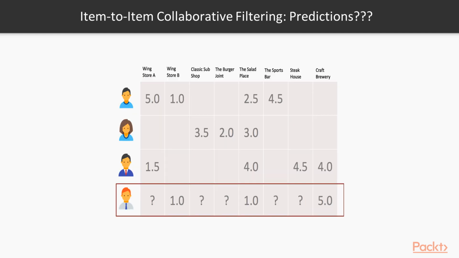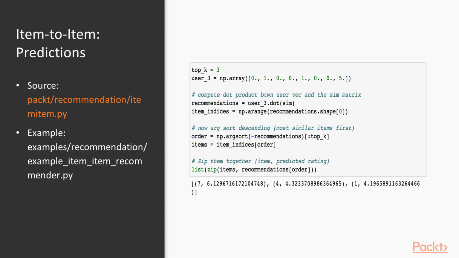So for now, we want to know how to generate predictions for a given user, given their history and the item similarities we just computed. All right, in this example, we are basically using that same user, and we're just predicting for user 3. Computing predictions is easy enough in this algorithm. You just compute the dot product of that user's ratings vector and the similarities matrix, and then we're going to argsort it descending.